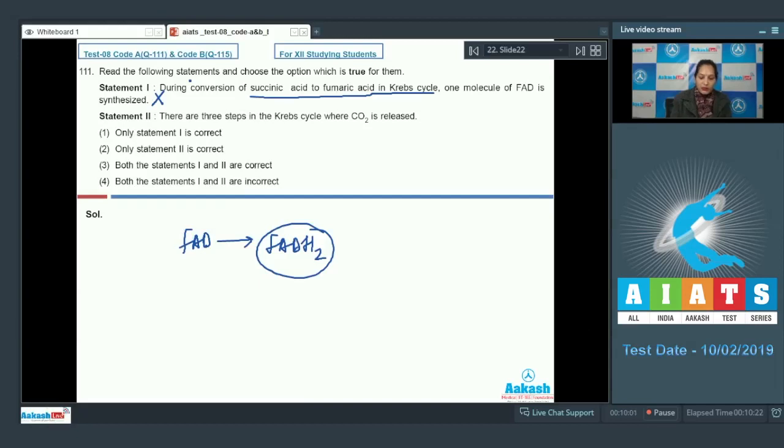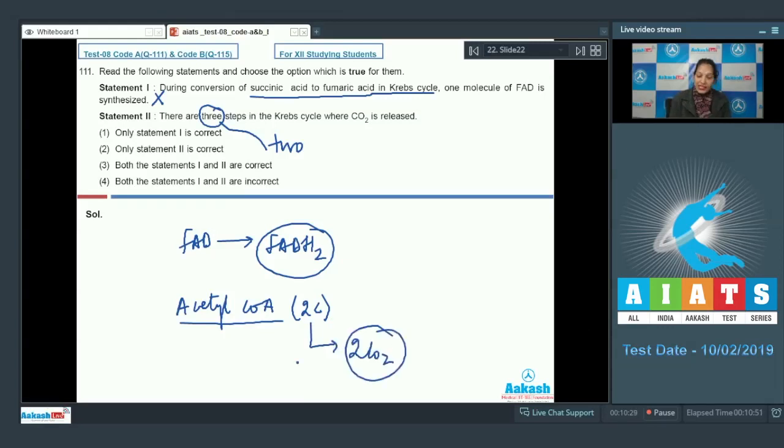Second, there are 3 steps in Krebs cycle where CO2 is released. No, there are 2 steps in the Krebs cycle where CO2 is released. Why? Because acetyl coenzyme A enters into the Krebs cycle, which is a 2-carbon compound. It contains 2 carbons. When there is complete oxidation of acetyl coenzyme A, obviously 2 molecules of CO2 can be released, not the 3 molecules of CO2. So this statement is also incorrect.